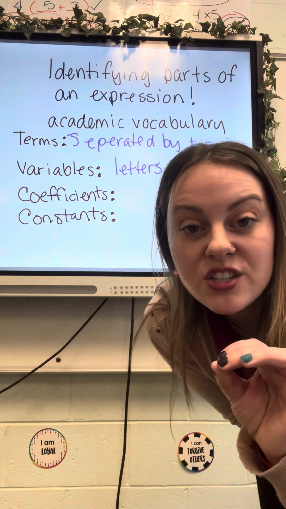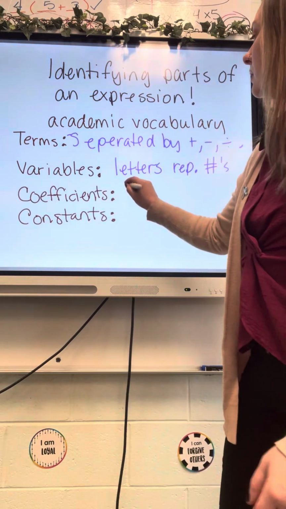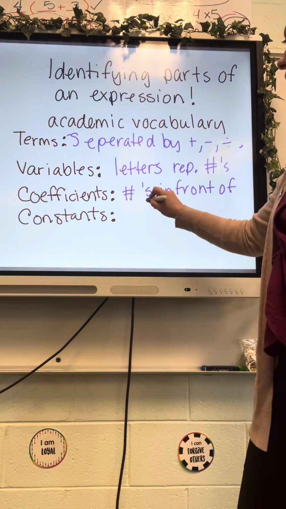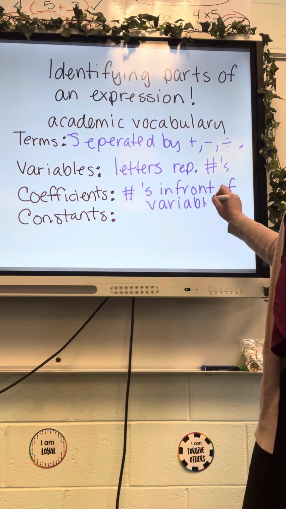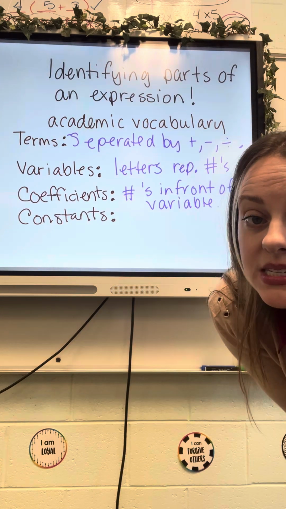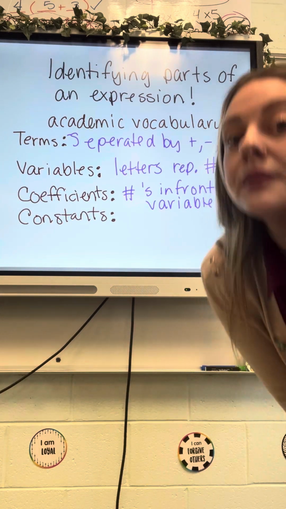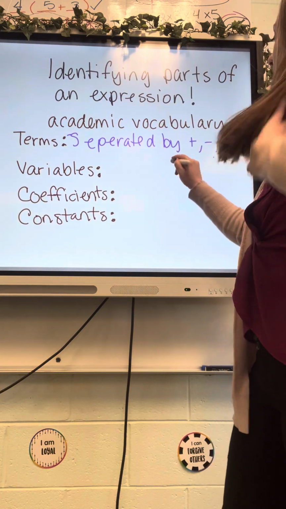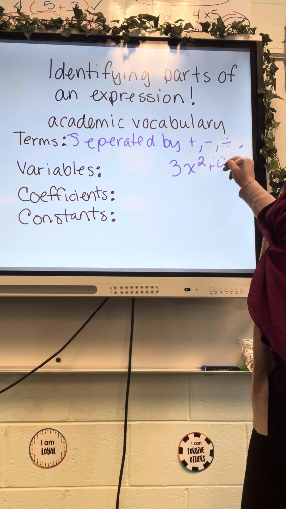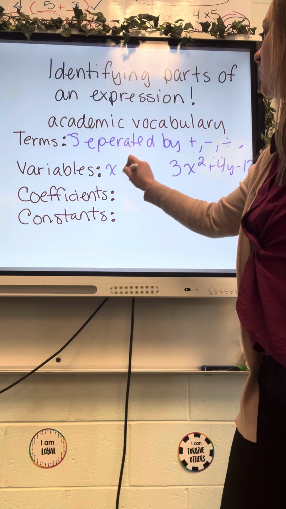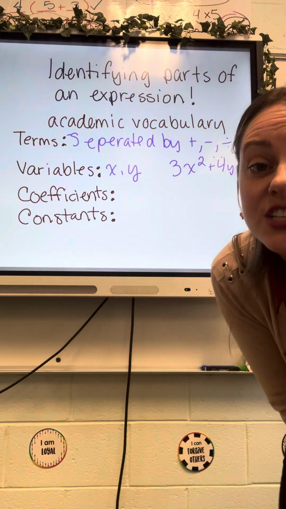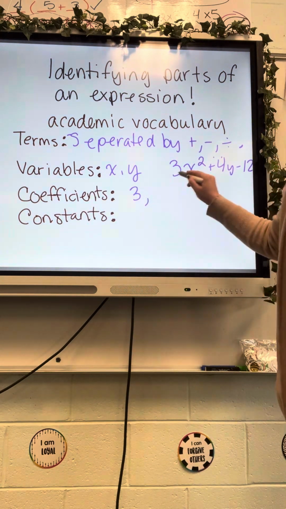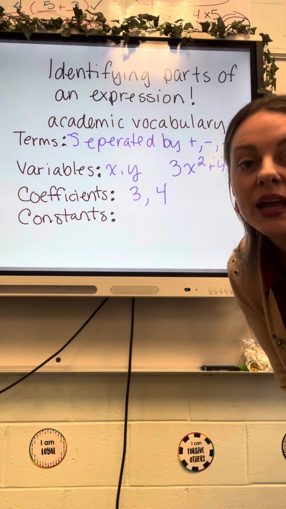Coefficients are the numbers in front of the variable. If you're writing this down, pause and write it down. So for example, 3x squared plus 4y minus 12. The variables were x and y. If I'm looking for my coefficients, I need to see my variables. So my x, what's in front of it? A 3. What's in front of my y? A 4. Okay?